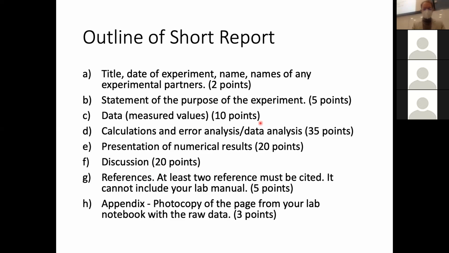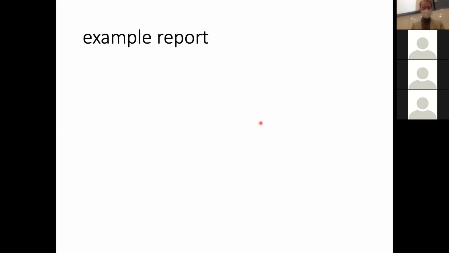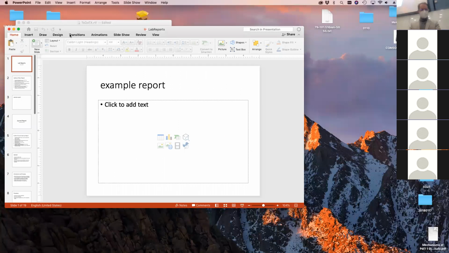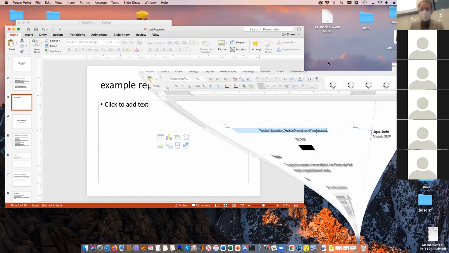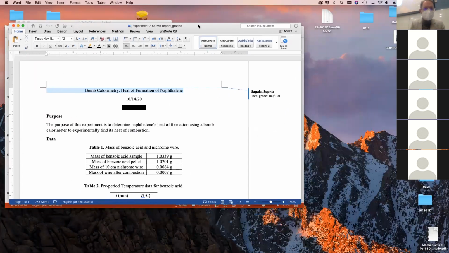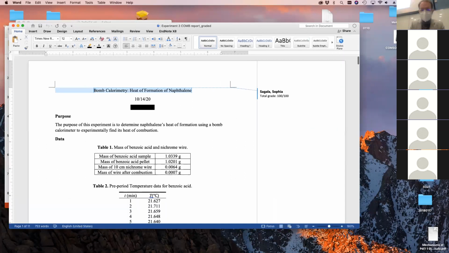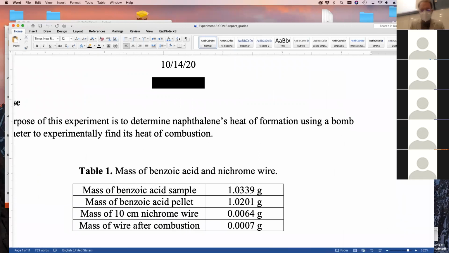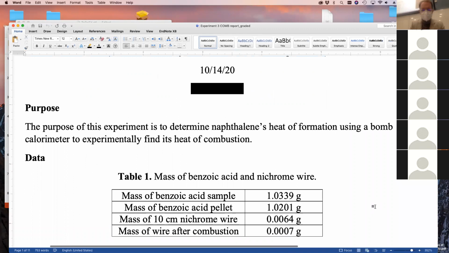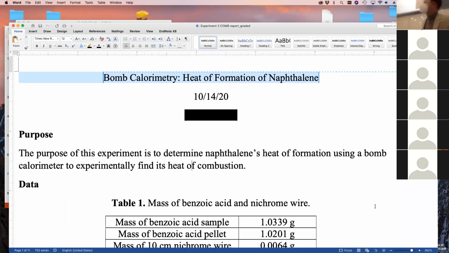Okay, so I'm going to show just an example of a report so that you can see what this looks like. Okay, this is a lab report from 3107, but it has the same format as lab reports in 3108. Okay, I think you should be able to see this.